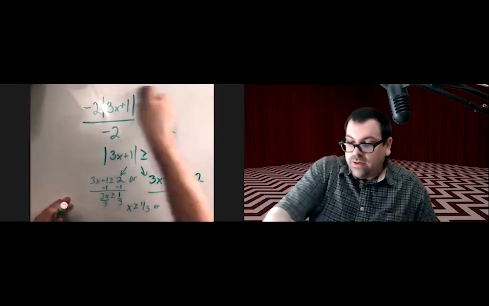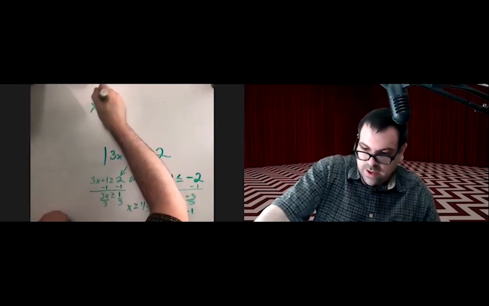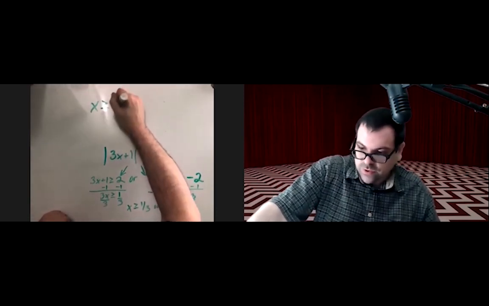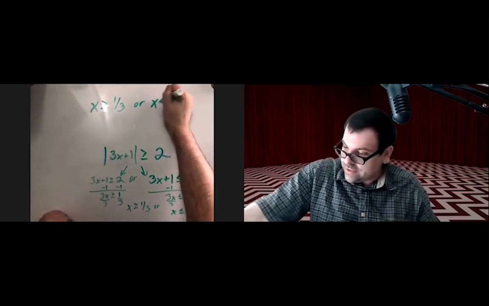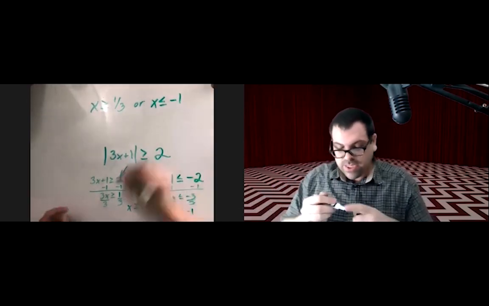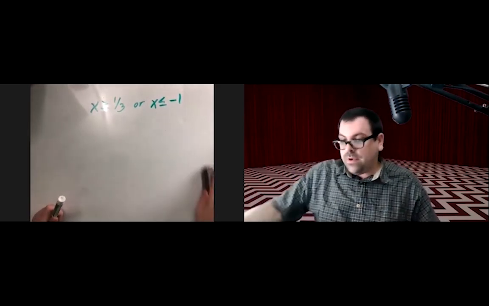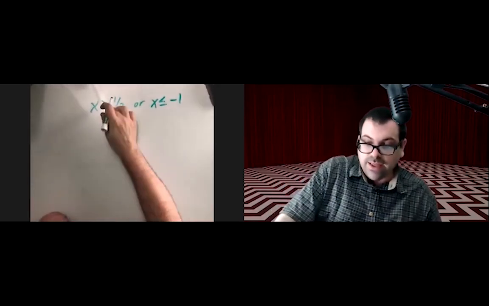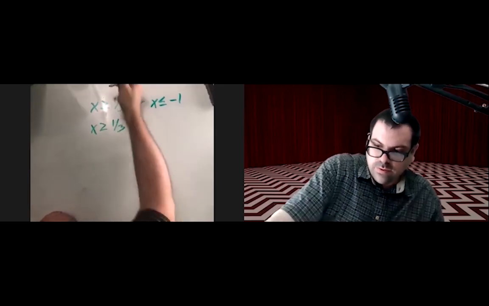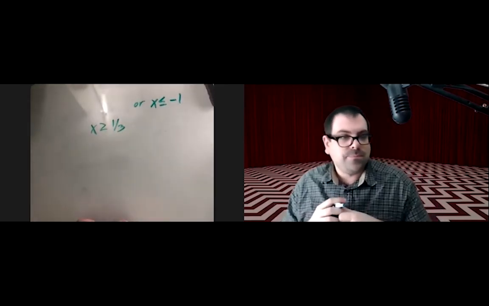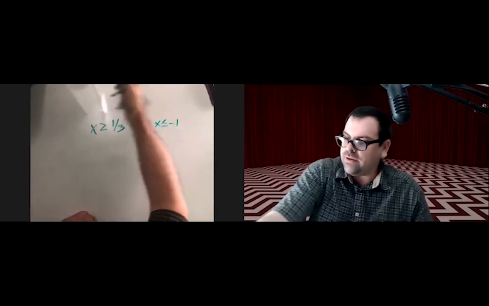So let's write our answers. I'm out of room, so I'm just going to move this up. X greater than or equal to 1/3, or x is less than or equal to -1. On a number line, that's a greater than or equal to. Just moving it down out of the light spot.